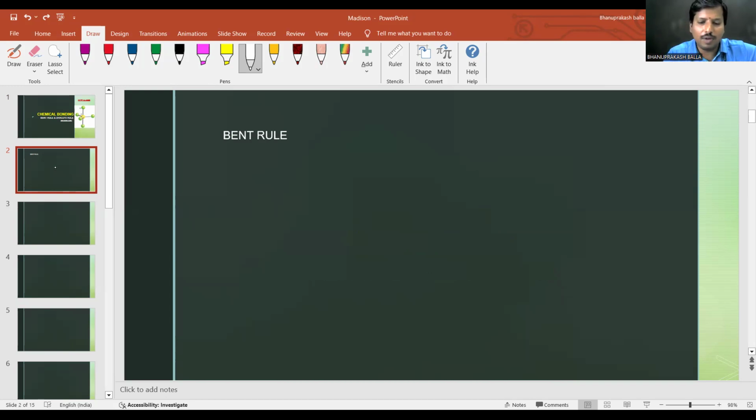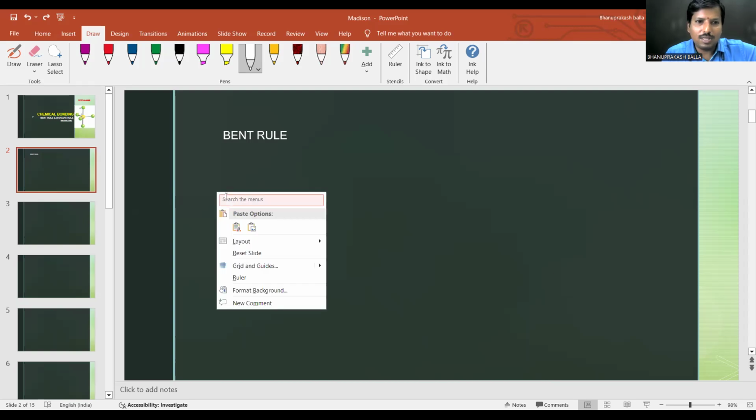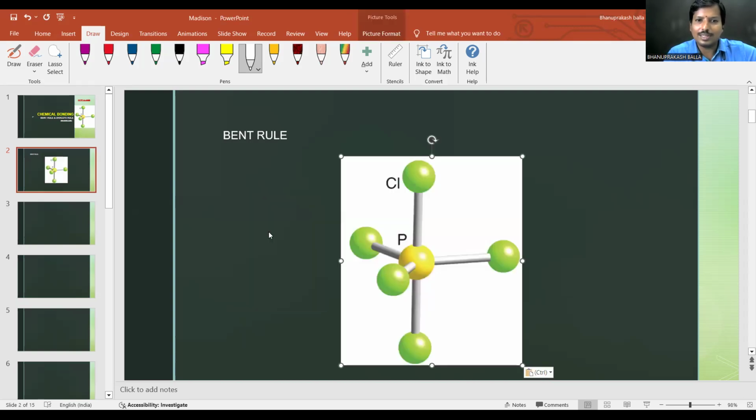You know about the PCl5 molecule? What is the PCl5 molecule structure? Yes, this is PCl5, phosphorus pentachloride. What is the hybridization of phosphorus pentachloride? It is sp3d hybridization. And you know that it has trigonal bipyramidal geometry. As a shortcut, I mention TBP, trigonal bipyramidal geometry.